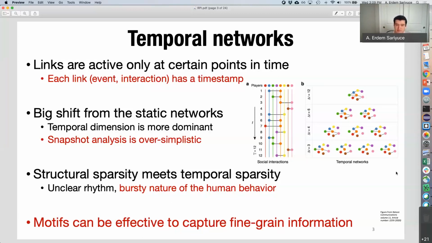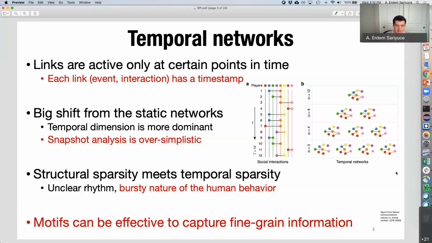So that basically means it is not like each node is participating in a series of events in a continuous way. Because of that, for most of the temporal networks, we don't observe a clear rhythm. So we don't understand in what sense the things are happening.